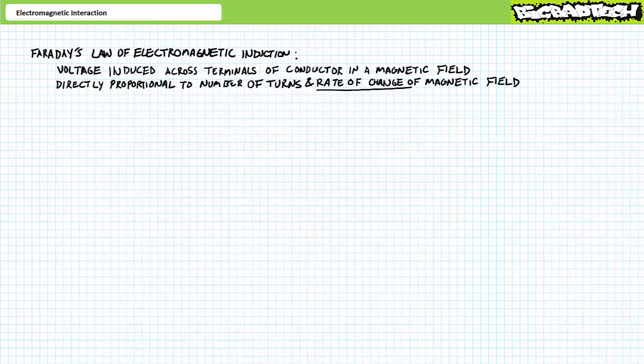Let's now examine Faraday's law of electromagnetic induction, which states a voltage will be induced across the terminals of a wire proportional to the number of turns in the wire and the rate of change of the magnetic field. I say again, a voltage will be induced across the terminals of a wire proportional to the number of turns in the wire and the rate of change of the magnetic field. Note the emphasized phrase, rate of change.